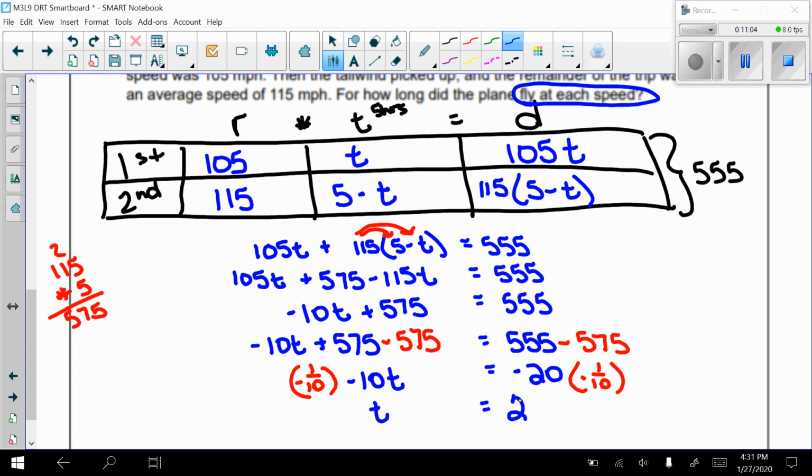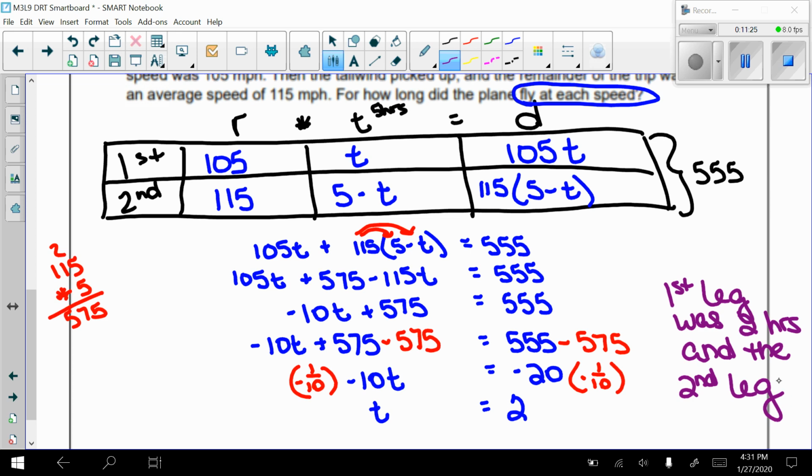So what did we just find out? The first leg of the journey was 2 hours, and the second leg of the journey is 5 minus 2, which is 3 hours. Together, 2 and 3 make the 5, the total time of the flight.